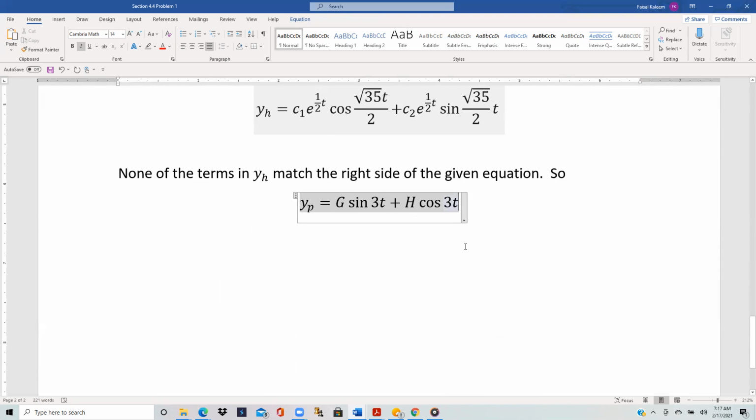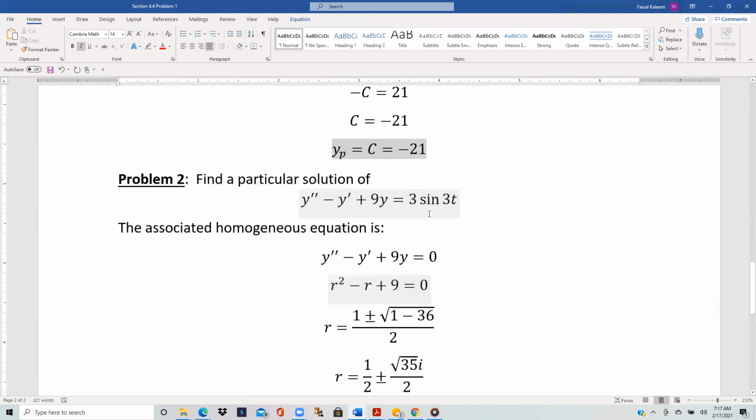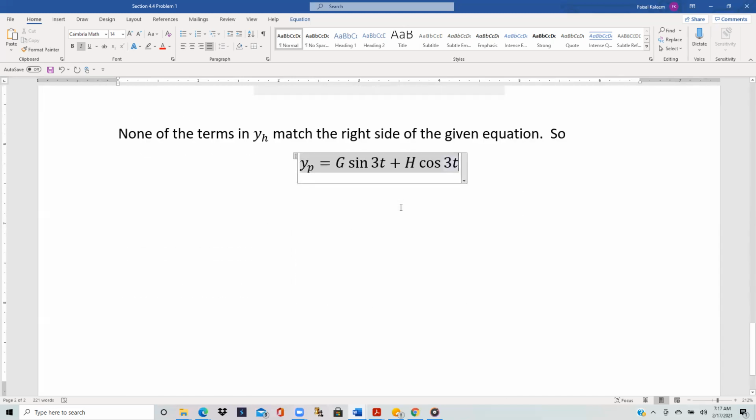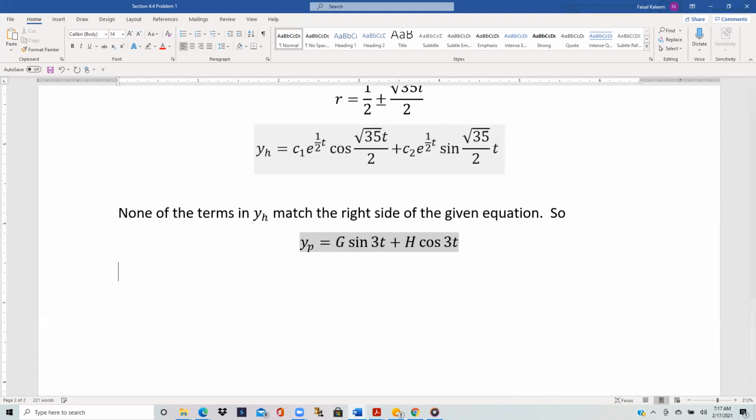All right, so now the next step is to substitute this in the given equation. And we need two derivatives. So let's calculate the derivatives, or we can just substitute this as such. Substituting in the given equation, we get, so for y, you will substitute yp.